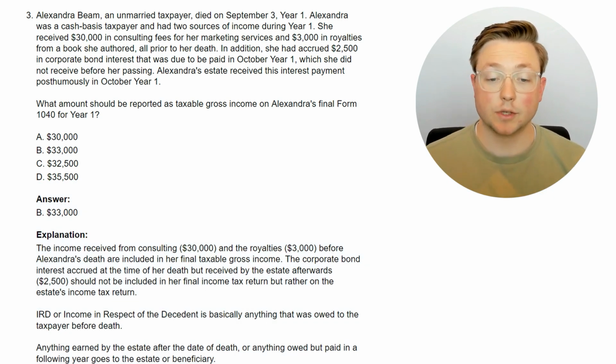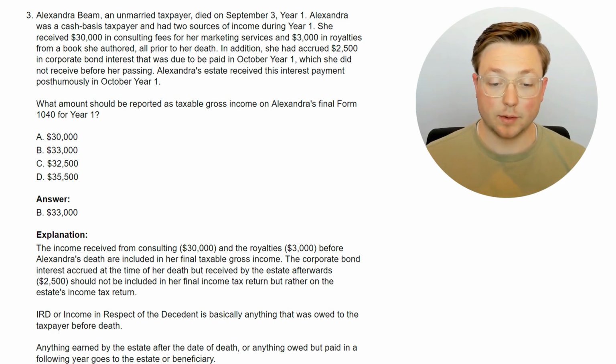$33,000. The income received from consulting, $30,000, and the royalties, $3,000, before Alexandra's death are included in her final taxable gross income. The corporate bond interest accrued at the time of her death but received by the estate afterwards, $2,500, should not be included in her final income tax return but rather on the estate's income tax return.